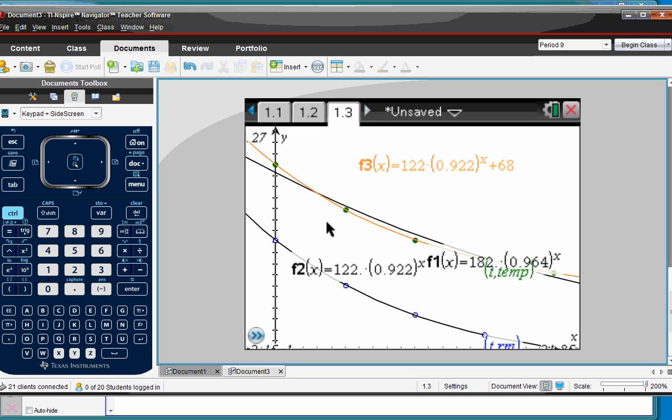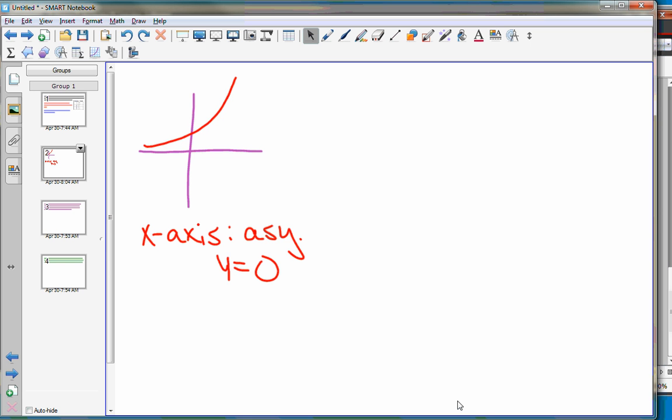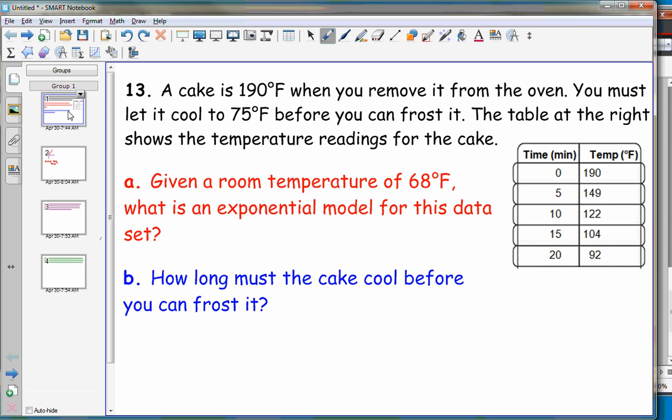Okay? Now the question that it asks you, and the answer that you're going to put in here, is y is equal to 122 times 0.922 to the x plus 68. The reason it's plus 68 is because we had to move that asymptote, because it could never cross the y equals 68 line. We understand that equation, because that is what room temperature is.